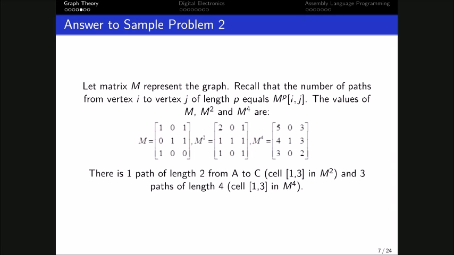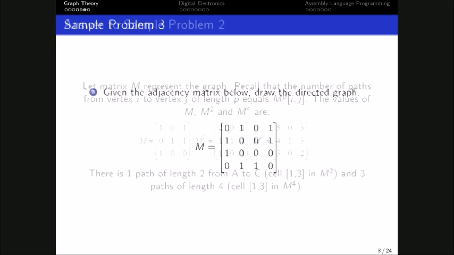So it was 1, 0, 1. This is the original adjacency matrix. This is the matrix for all paths of length 2, and this is the matrix for all paths of length 4. So if you look from A to C, of length 2, there's only one path you can take to get from A to C, and there are 3 paths of length 4 right here. If you put an A here and a C here, then this number represents the number of paths you can take from A to C, and that's 3 different paths. So is there another question?